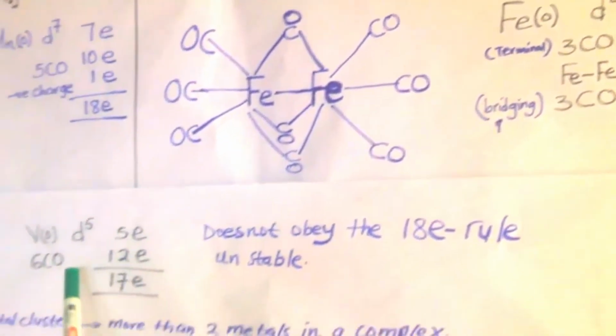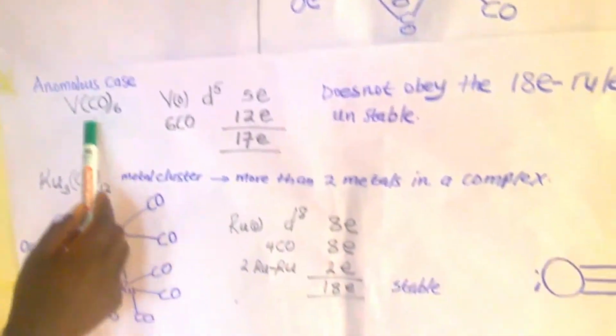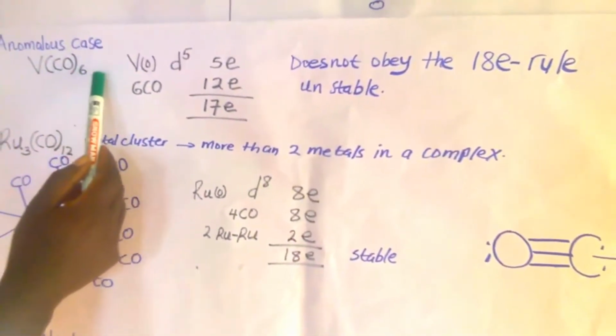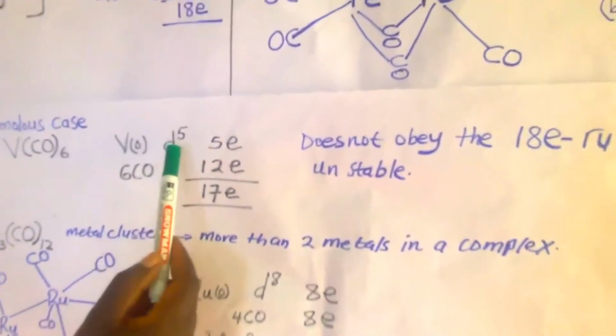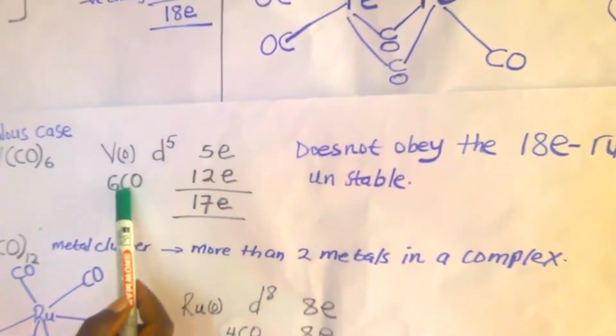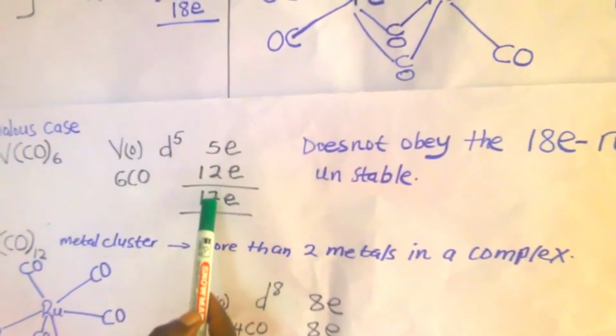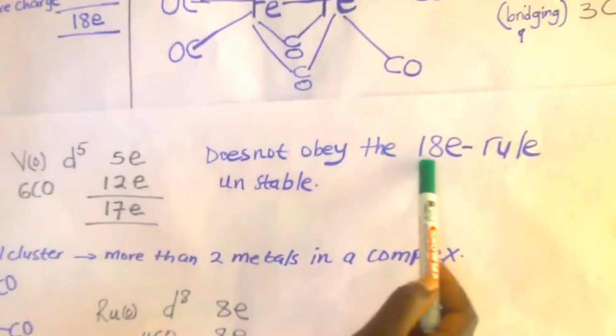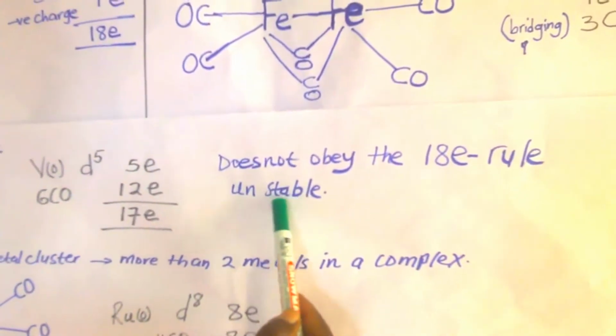Then our next example is this complex of vanadium, V(CO)6. So V, 0 oxidation state, D5, 5 electrons, 6 COs, 12 electrons, giving us a total of 17 electrons. This one does not obey the 18 electron rule, and therefore it is unstable.